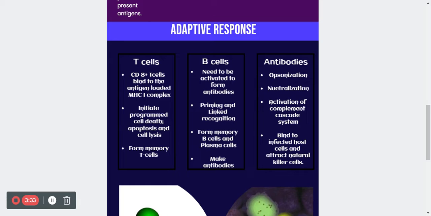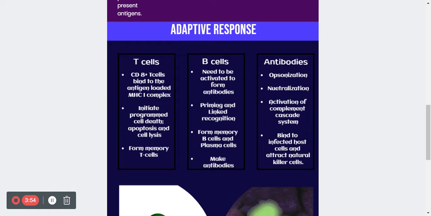Another thing antibodies can do is bind to the infected cells and attract the natural killer cells. Fc receptors present on natural killer cells bind to the antibody and kill the infected cells by a process called antibody-dependent cell-mediated cytotoxicity. Fourth, and the final game plan antibodies have, is to activate the complement cascade system, where a series of proteins come together and form a membrane attack complex, also known as the MAC, and that's basically going to lyse the infected cells. So the immune response is very complex and complicated.